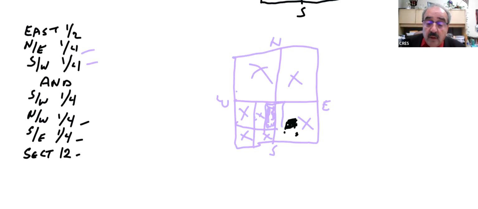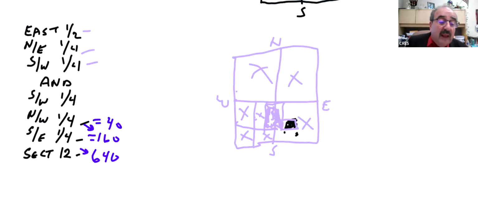And it kind of forms an L-shaped property. That's what it looks like. But the question is, how many acres is this? So every section has 640 acres. I took a fourth of that. 640 divided by 4 will give me 160. 160 divided by 4 gives me 40. 40 divided by 4 gives me 10 acres.